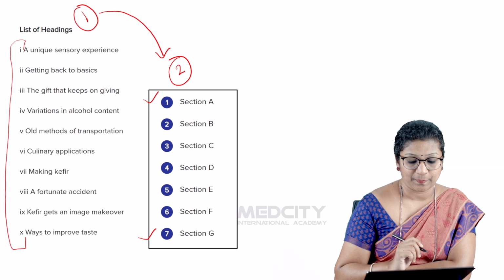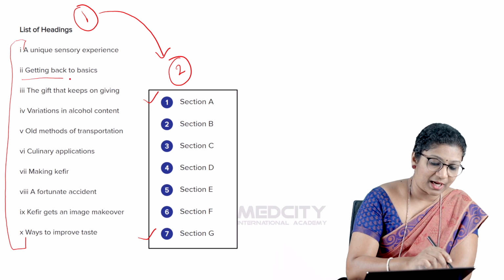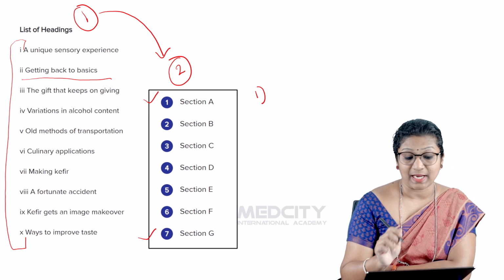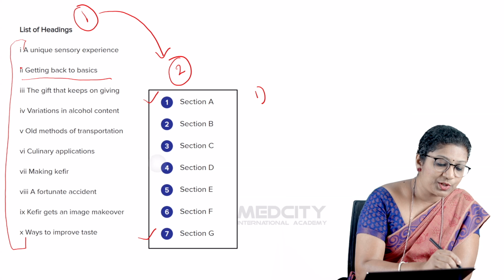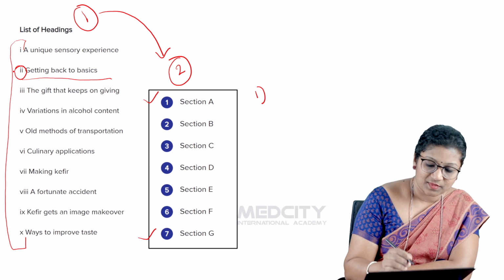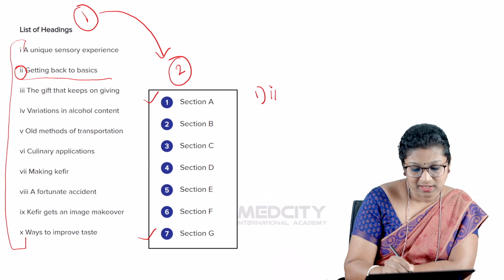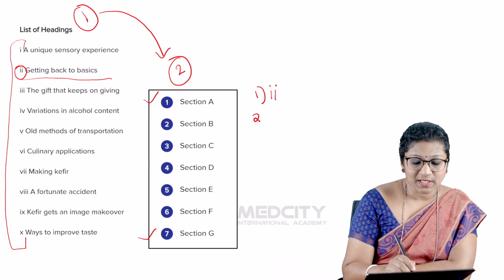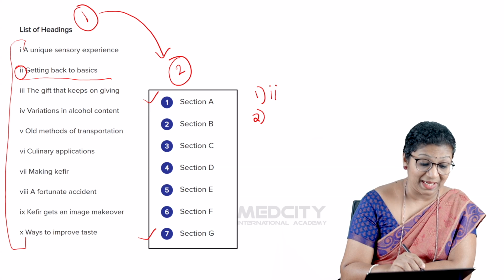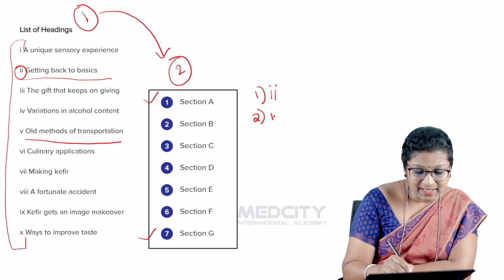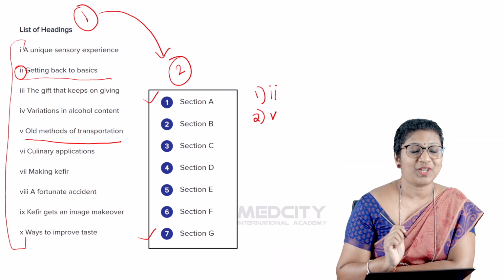that matches. For instance, if the answer to section A is getting back to basics, against question number 1, we do not write getting back to basics. Instead, we choose to write this number here. So in my answer sheet, I write number 2. If the answer to question number 2, which is section B, is old methods of transport, I write it as 5. So keep that in mind.